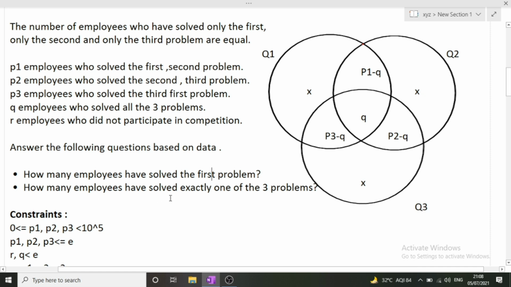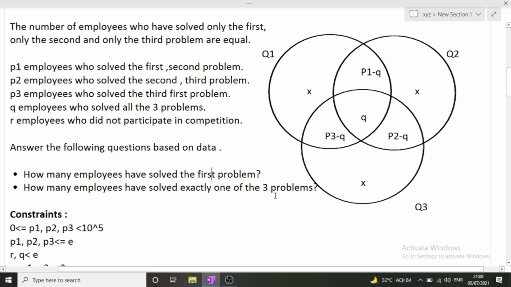Second part, how many employees have solved exactly one of the 3 problems? See, X employees have solved question 1 only, here also X employees have solved question 2 only, and here also X employees have solved question 3 only. So how many employees have solved exactly one question? That will be X plus X plus X, that is 3X. Out of all the values we have, P1, Q, P3, R, we are not given the value of X. We have assumed the value of X. So first you have to find the value of X, and once you find it, both the questions will be answered easily.